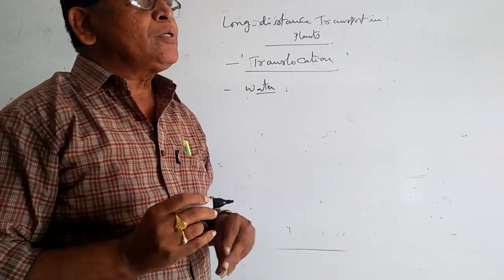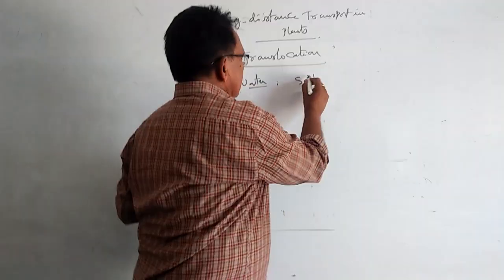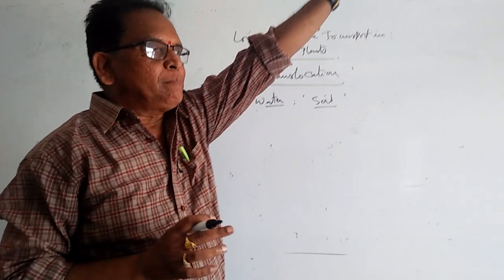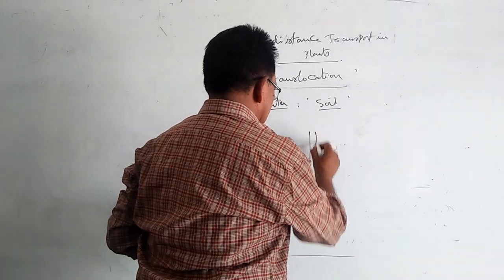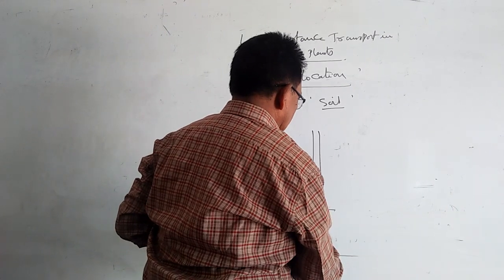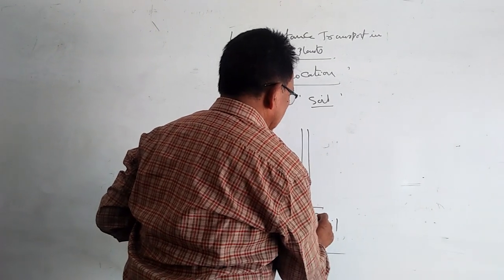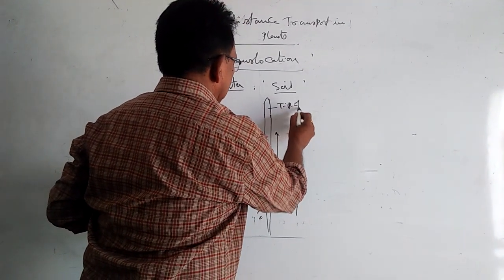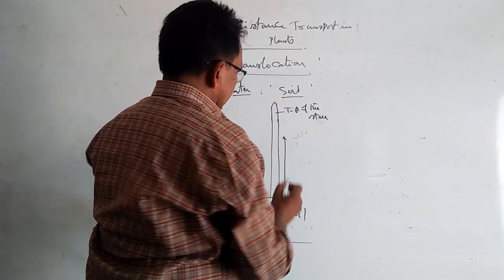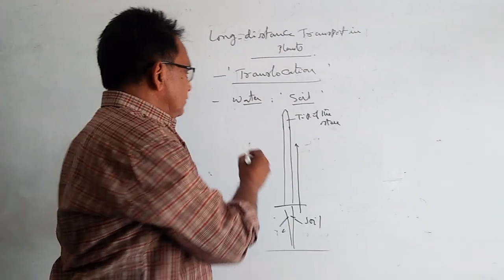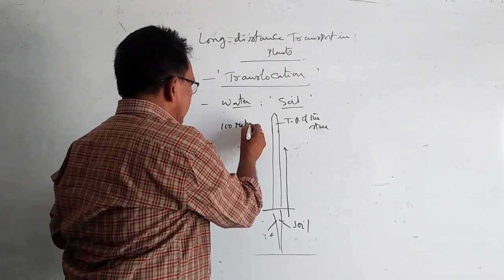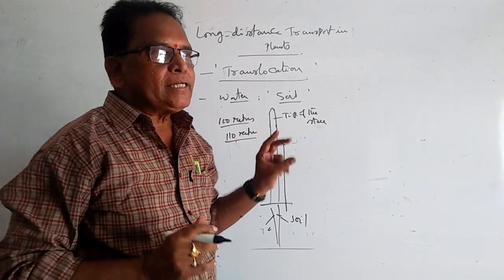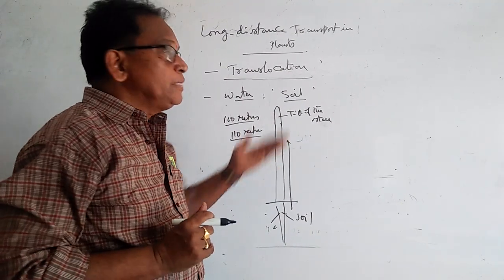Water is normally available to the plants from the soil. There is a longer distance between the soil and the plant body. Suppose this is the plant, this is the root system, and this is the soil. So from here water has to move. This is the tip of the stem. There are some plants like eucalyptus which measure a distance of 100 meters, or some plants which measure 110 meters. కొన్ని plants 100 మీటర్లు లేకపోతే 110 మీటర్ల హైట్ వరకు ఉంటాయి.